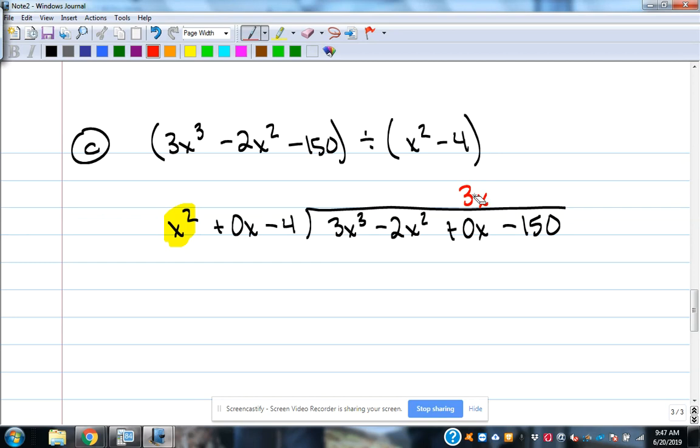You won't see everybody do it this way. If you Google somebody else doing long division with polynomials, they may put their 3x up here in the front. I don't do it that way. I like to organize it a little bit better.